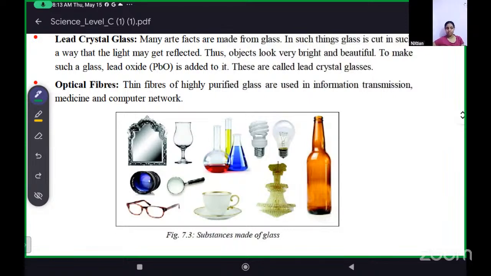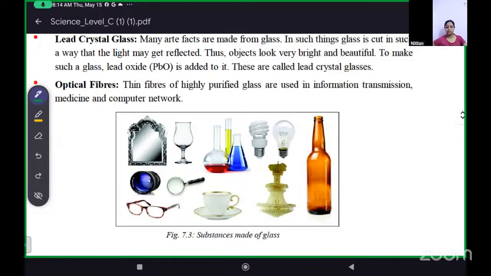True, Abraham. That is right. For lead crystal glass, the major thing is that it is specially cut to make artifacts. That is the main thing about lead crystal glass.